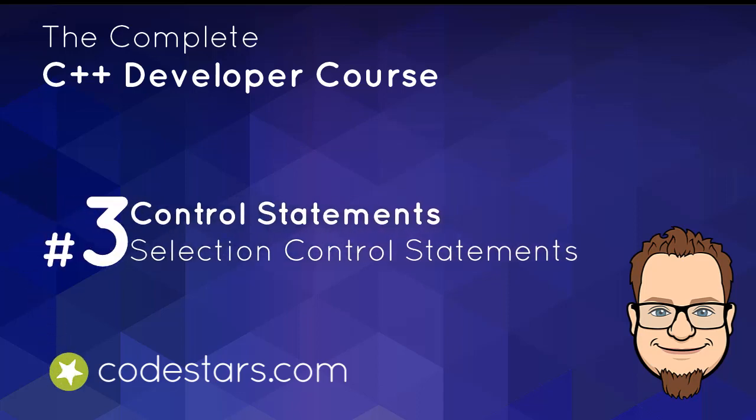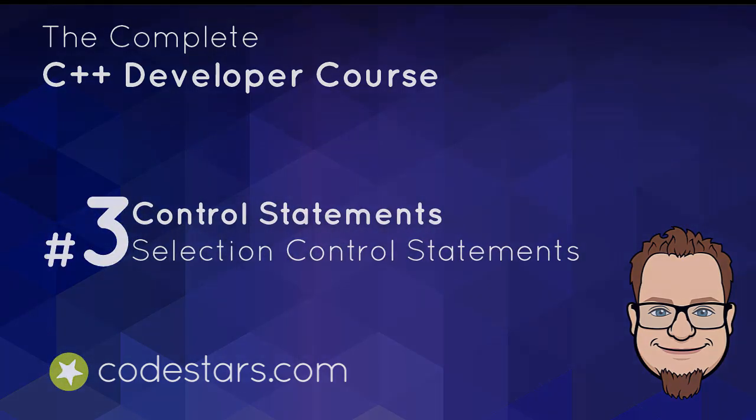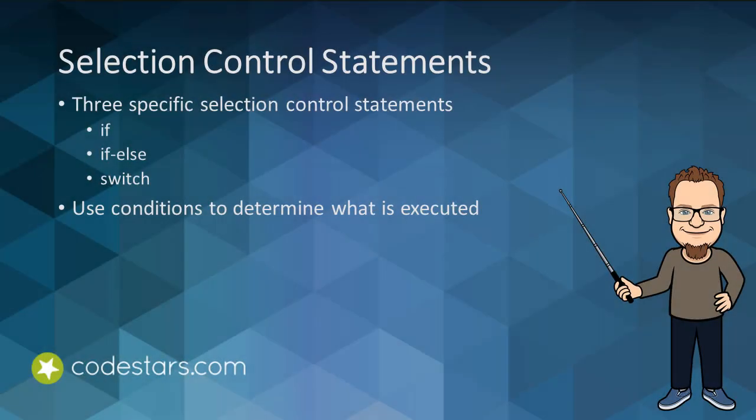Welcome back. In this lecture, we will look more deeply into selection control statements, which is one of the categories of control statements. Do you remember all three categories of control statements? Try to say them out loud if you do. That's right, sequential, selection, and repetition.